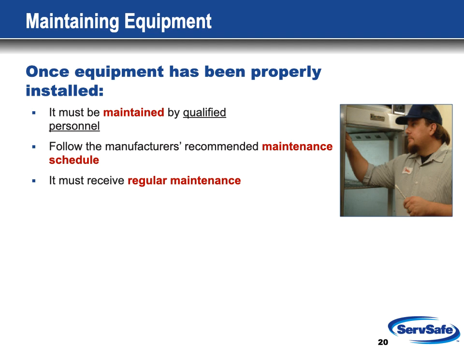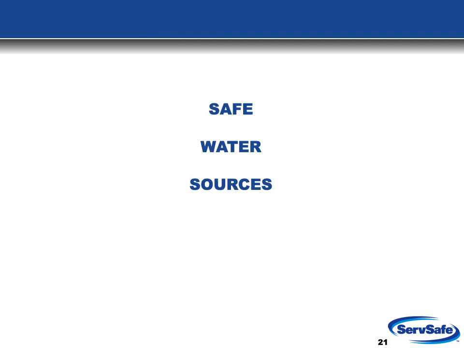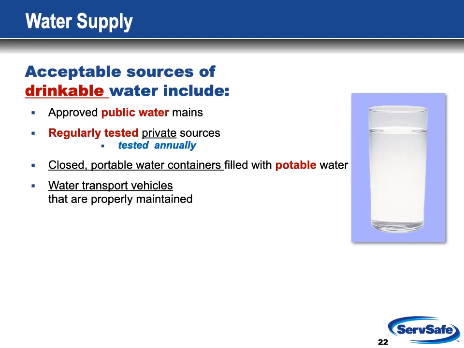Once equipment has been installed, it needs to be maintained by qualified personnel. It should go without saying that safe water sources are absolutely critical. As we know from Chapter 2, water can carry pathogens, so safe water is vital to an establishment. Water that is safe to drink is known as potable water.